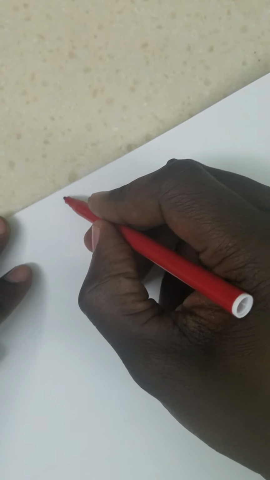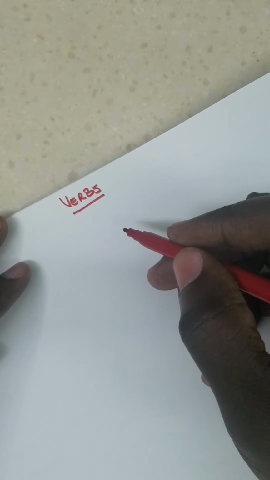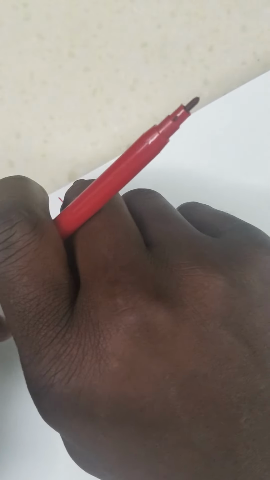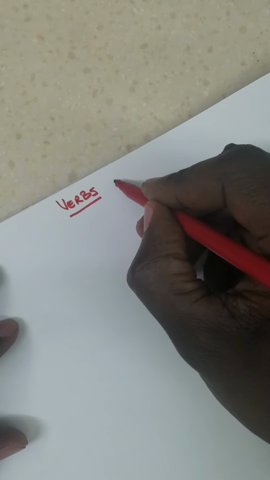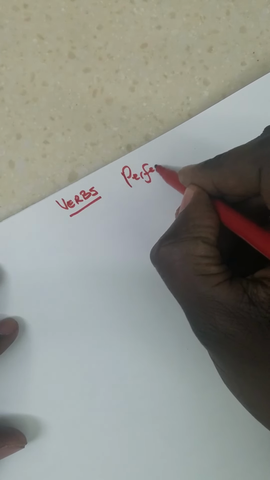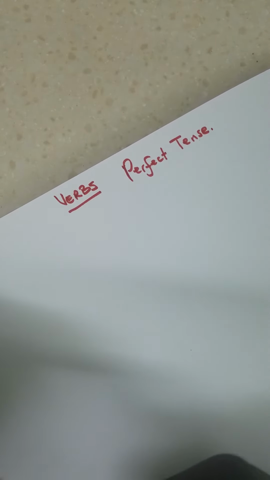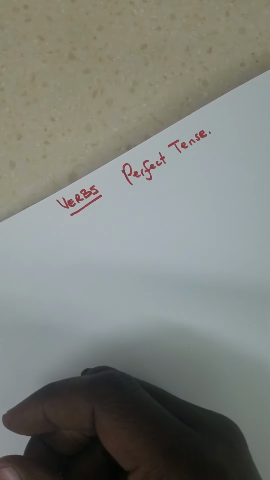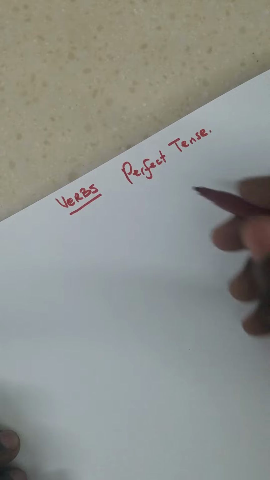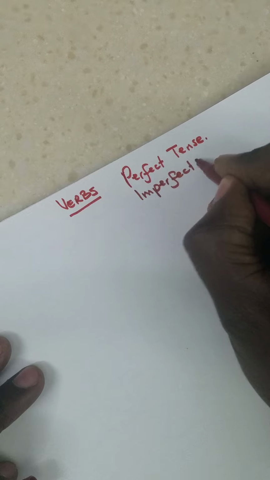Alright, so previously we were looking at verbs, but we were trying to look at the tenses, and we saw the past tense or the perfect tense, and we have taken quite a lot of time discussing it. Now today we want also to look at the imperfect tense.